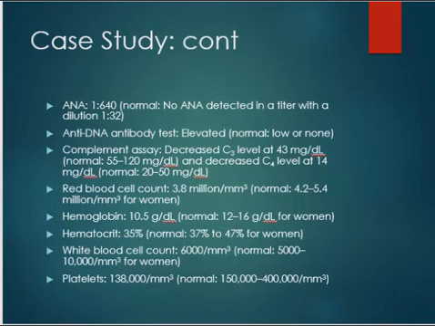So her labs, we can see these here. You can see that her hemoglobin was low at 10.5. Her white count was normal. Her platelets were normal. ANA was normal. Her anti-DNA antibody test was elevated.